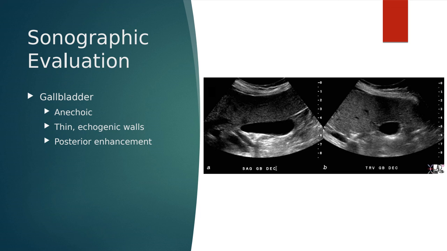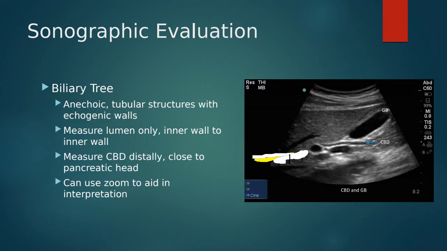They produce enhancement. Our common bile duct, or our biliary tree, is a little bit harder for us to visualize, very small. So this should still be an anechoic tubular structure with very echogenic walls. We only want to measure the lumen, so the inside aspect of that common bile duct. We're measuring inner wall to inner wall. We don't want to include the wall with a common bile duct measurement. We measure it in sagittal, so it's nice and elongated, and we measure from anterior to posterior, but only the anechoic portion.